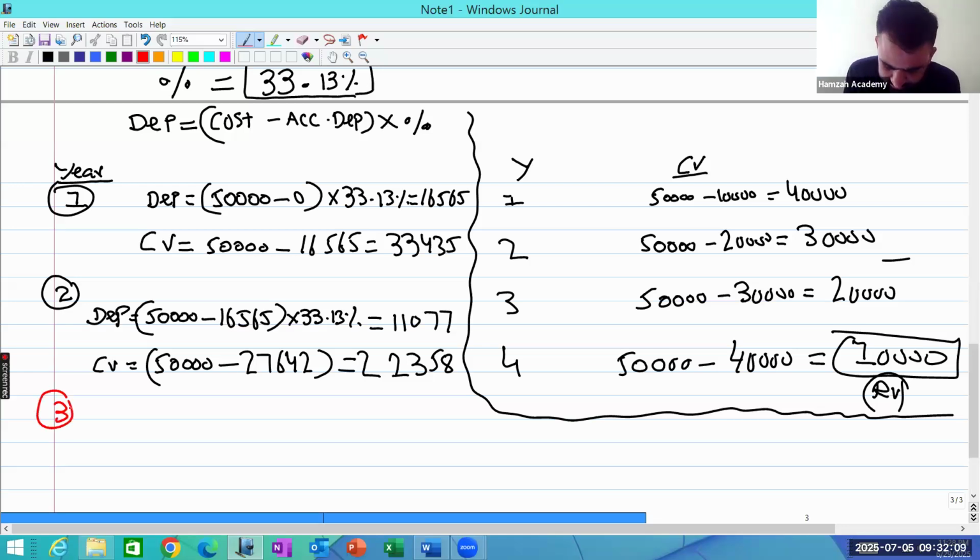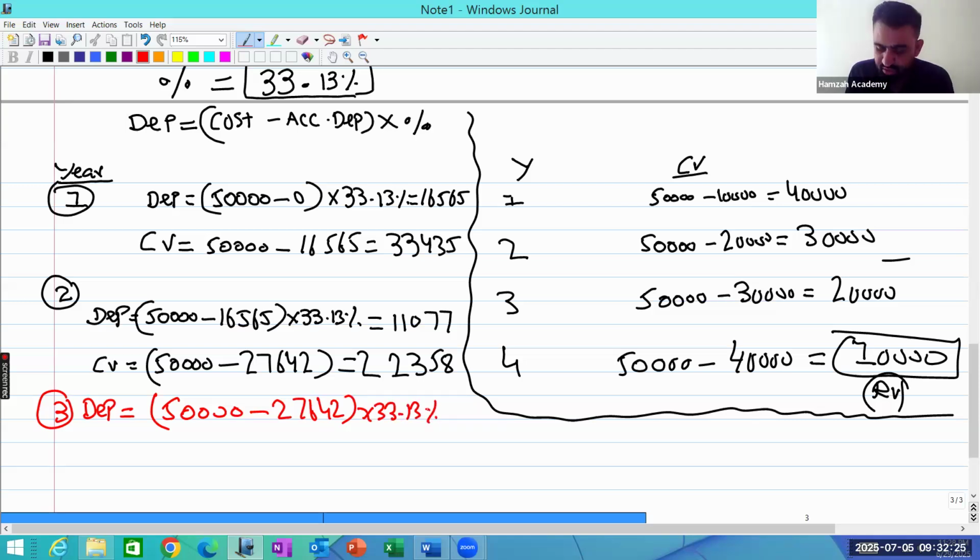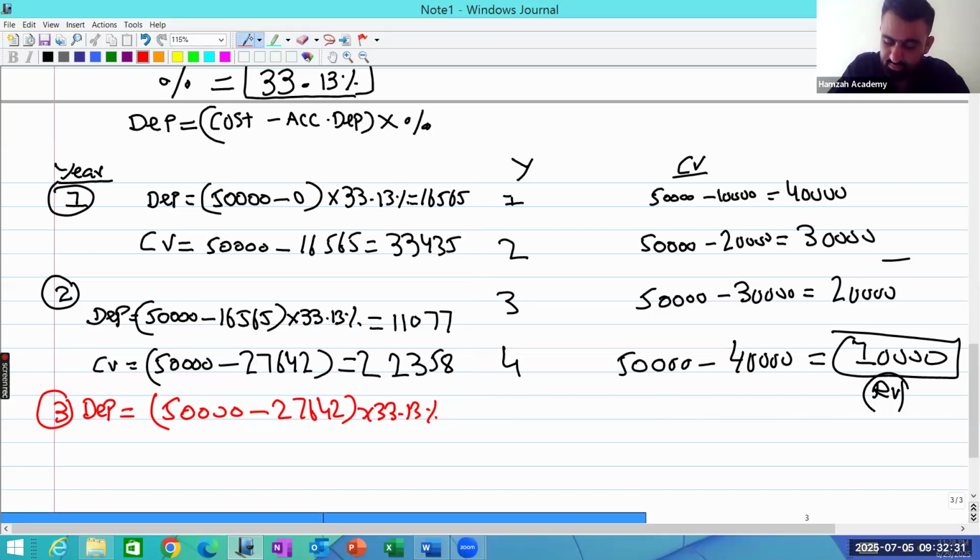Now in year three, depreciation will be cost minus previous accumulated depreciation into percentage. So it will be 7,407.